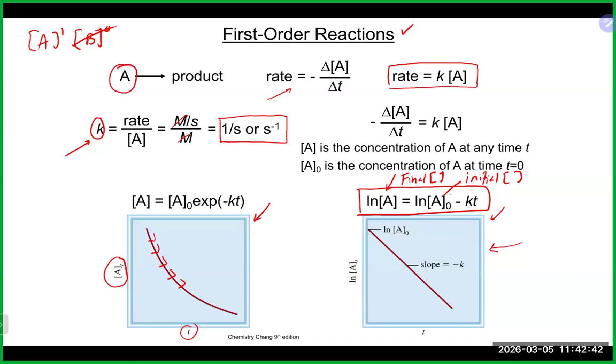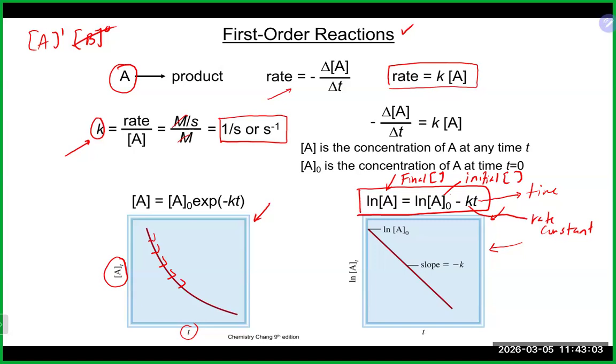K here is the rate constant. And something that sometimes people screw up is T. T here is time, not temperature. So sometimes people at this point, it's like every time I see a T, it's temperature. So they think temperature for that, but it is time in this particular case.